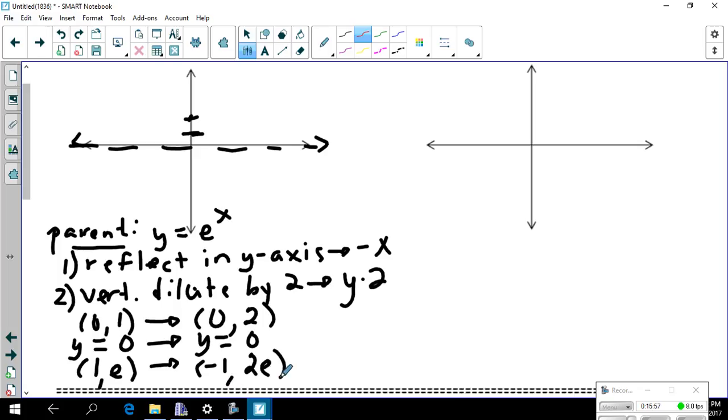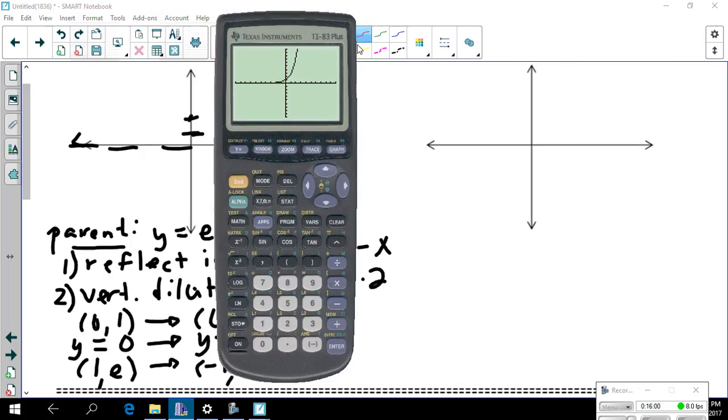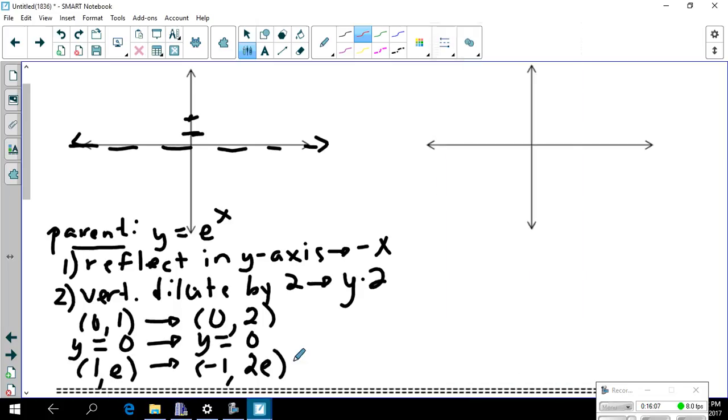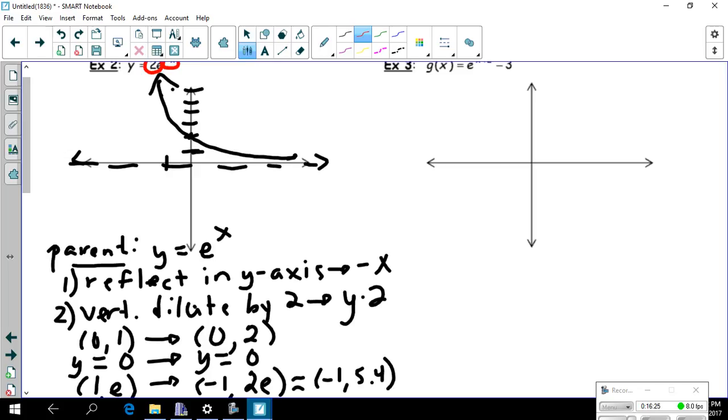Let's see what that would be. So if I type in 2e, we get about 5.4. So negative 1, 5.4. 1, 2, 3, 4, 5. Stay right about there. Connect those dots, and you've got your graph. As another review, what's the domain of this graph? Negative infinity to infinity. And what's the range? Lowest it goes is 0, not included, goes up forever.